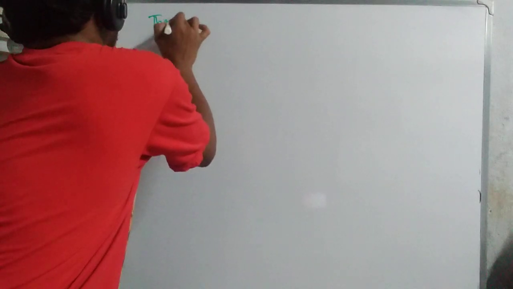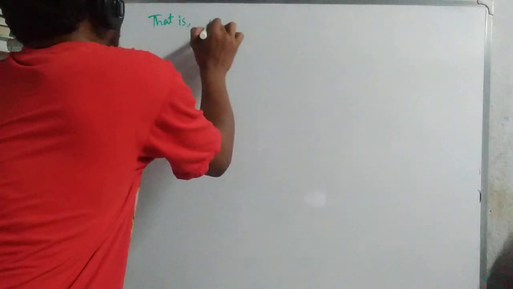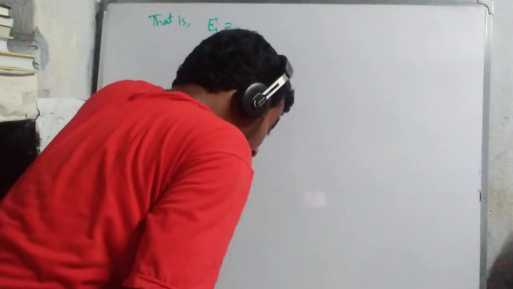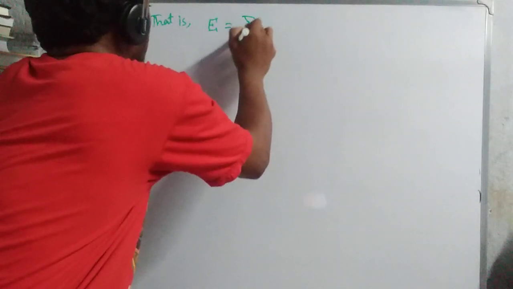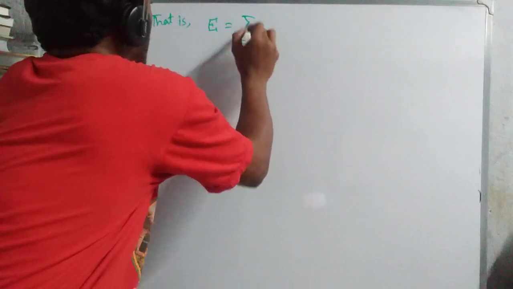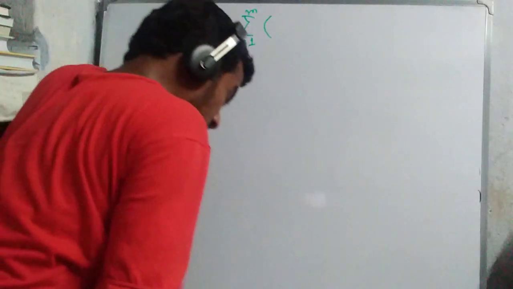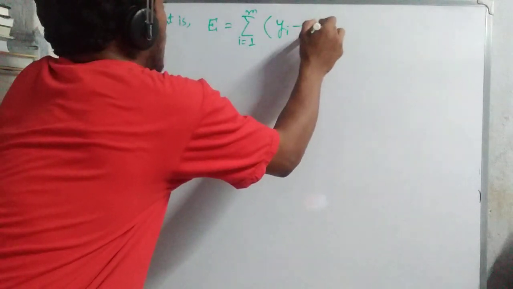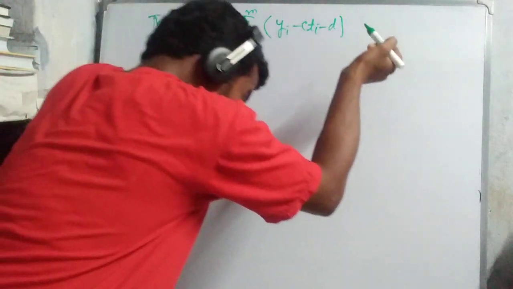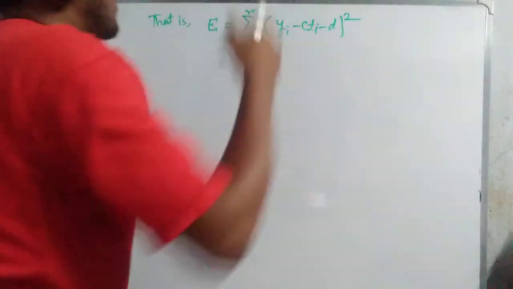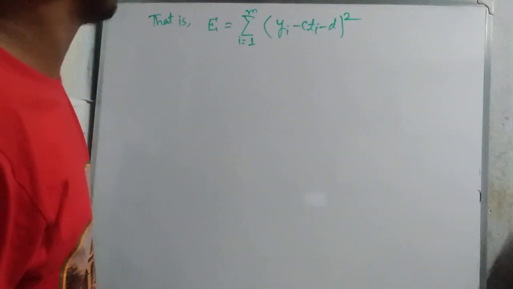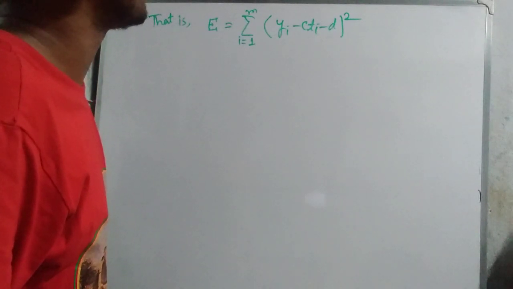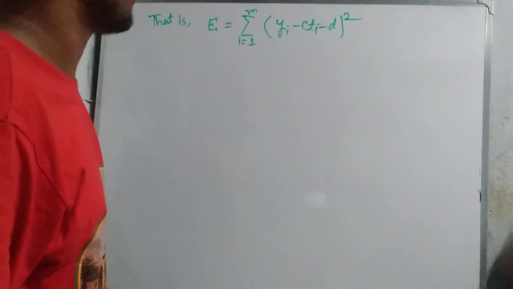That is E equal to what happened? Sum over i equal to 1 to m, of (y_i minus c t_i minus d), whole square. Understood? That means to the power 2. (y_i minus c t_i minus d) to the power 2. Okay.